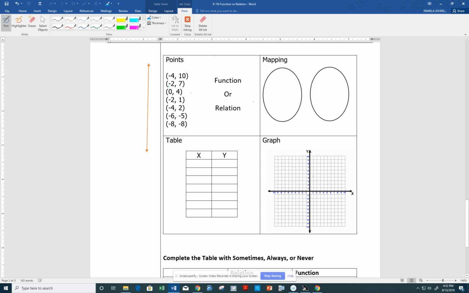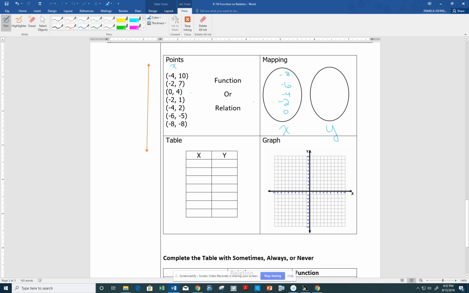I have -4, -2, 0, -2, -4, -6, and -8 for my x values. Now, if I have a number that does repeat, whether it's an x or y, on the mapping, I'm only going to write it once. I don't need to write it more than that. So let's see. My smallest x value is -8. Then I have a -6, then a -4, a -2, a 0, another -2, and another -4. So least to greatest, these are my x values.